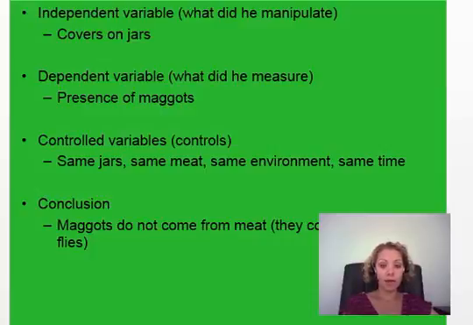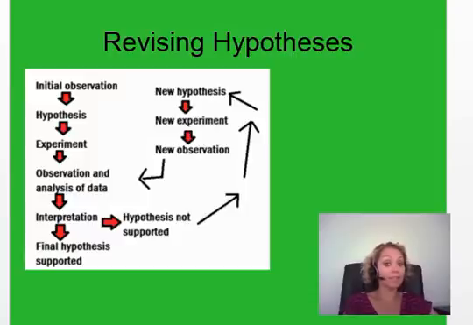Now, sometimes in an experiment, the hypothesis ends up being rejected. So sometimes hypotheses need to be revised. If we look at the scientific method in a little bit of a flow chart, we can see that sometimes if the final hypothesis is not supported, then we create new hypotheses with new experiments and new observations. It's a constant process. It's not just a straight down line. We don't number the scientific method and say, here's step 1, step 2, step 3. It's a process that occurs, and many times it's more circular rather than linear.